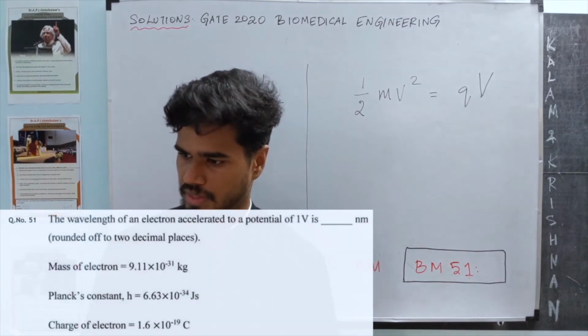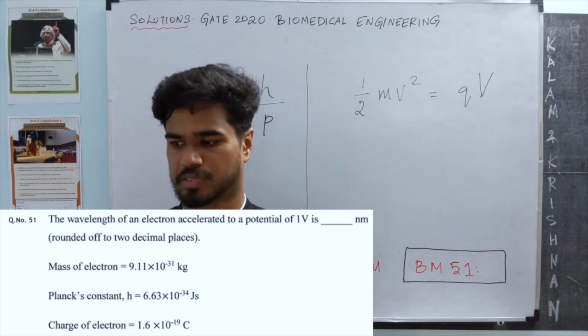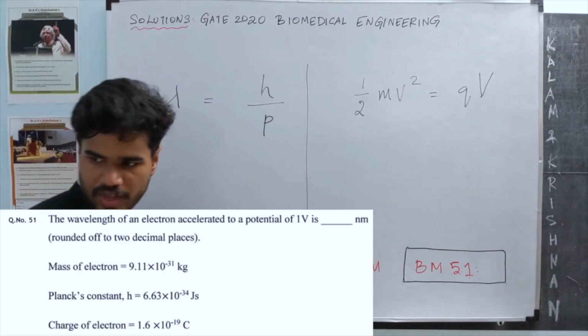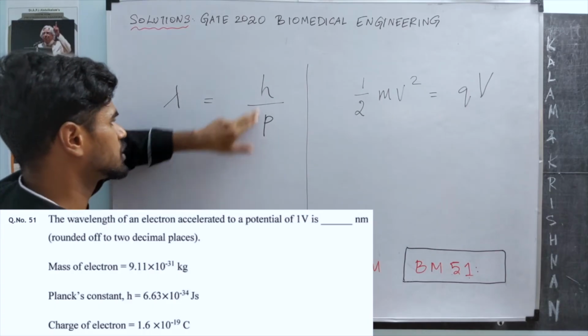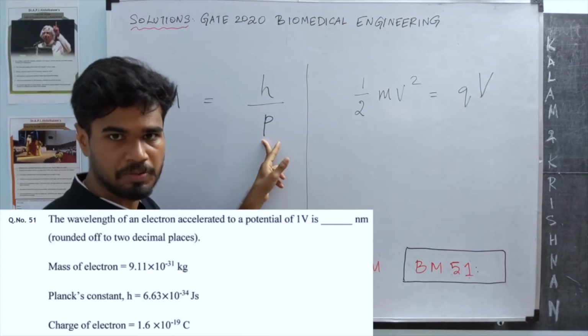51st question. The wavelength of an electron accelerated to a potential of 1 volt is dash nanometers. The mass of the electron, Planck's constant, and the charge of the electron are given. So for the wavelength of an accelerated electron, the de Broglie wavelength is given by h over p, where h is Planck's constant and p is the momentum of the electron.